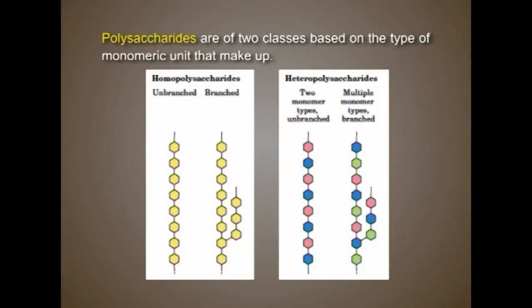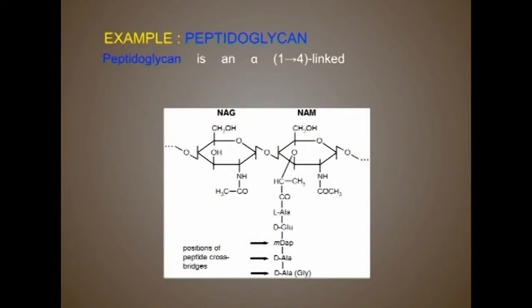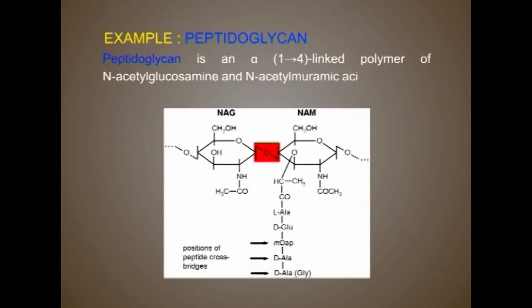And the second type of polysaccharide, the heteropolysaccharides. Heteropolysaccharides contain 2 or more different monosaccharide units. Some important examples are peptidoglycan. Peptidoglycan is an alpha 1 to 4 linked polymer of N-acetyl glucosamine and N-acetyl muramic acid units joined to a tetrapeptide.